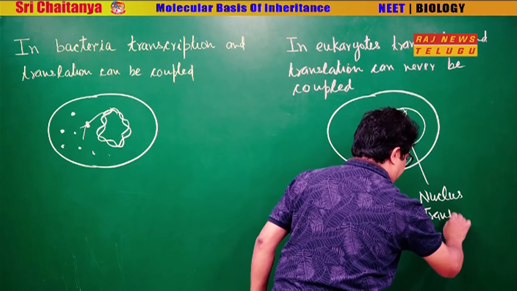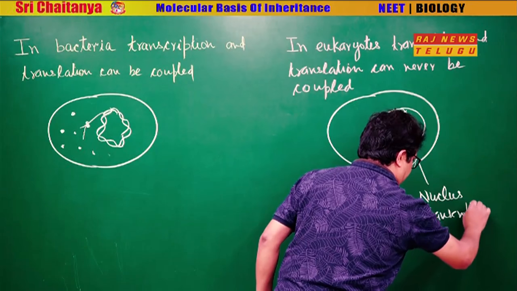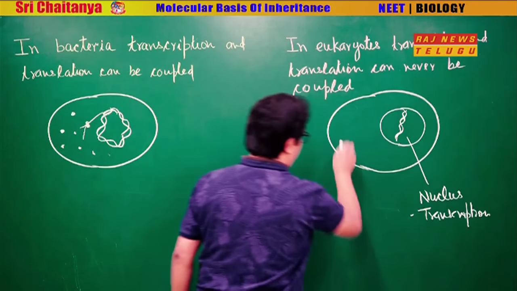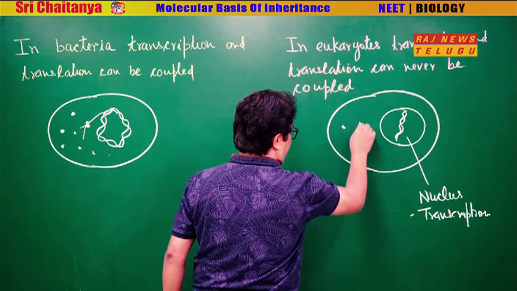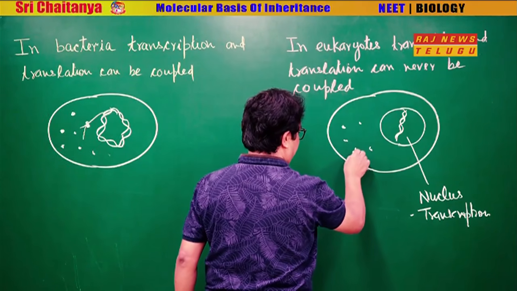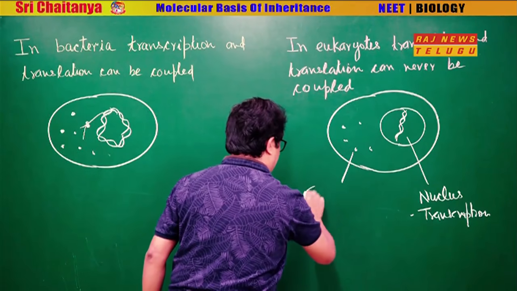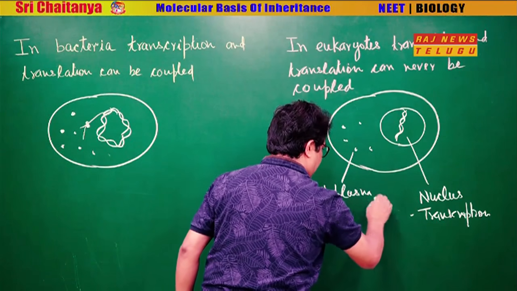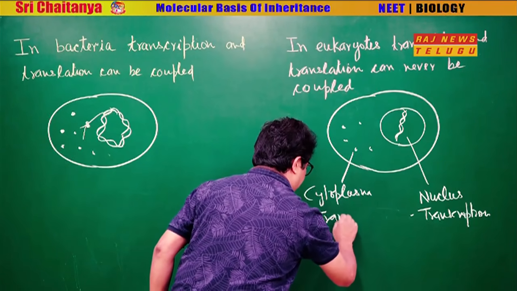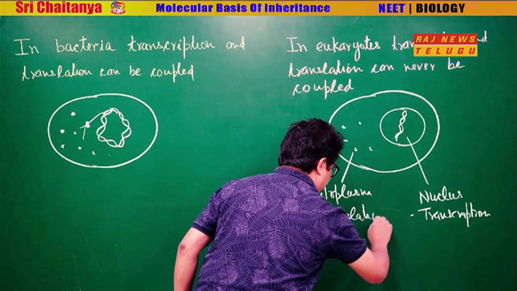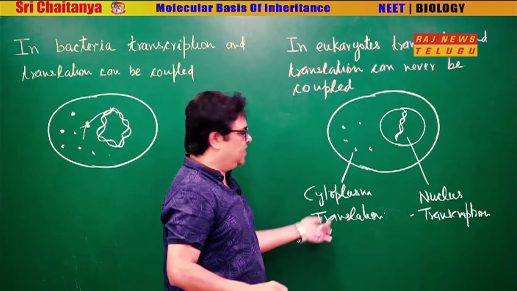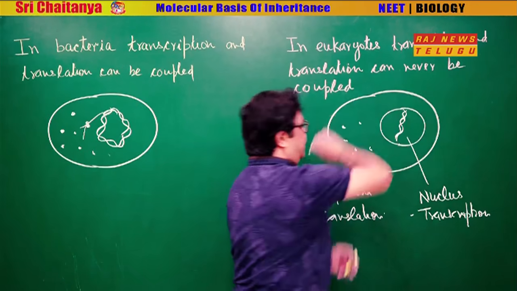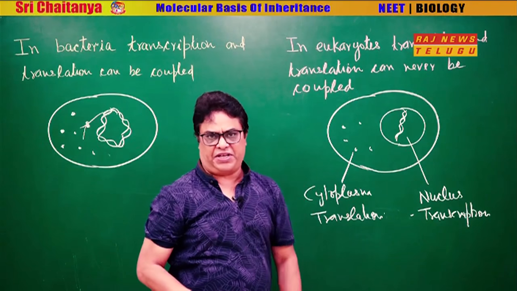The site of transcription is the nucleus, while ribosomes are present in the cytoplasm. So, the site of translation is the cytoplasm, and they are separated by a nuclear membrane. This is the first complication.